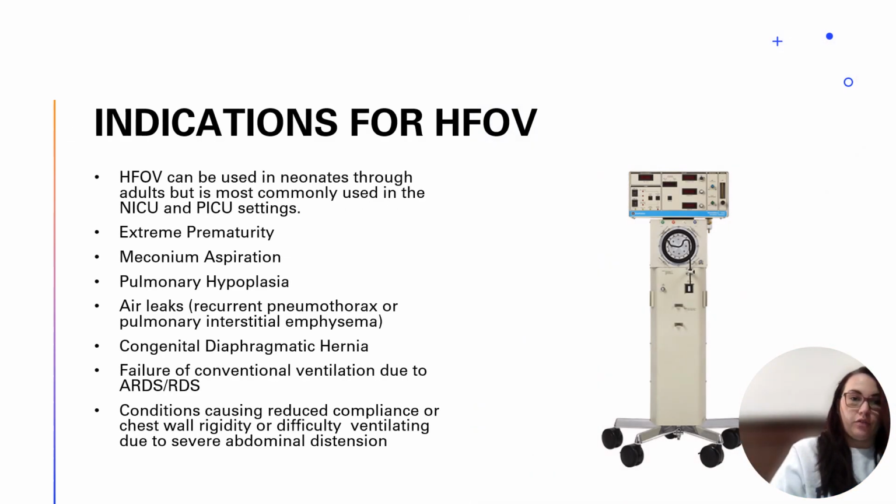All right, indications for the oscillator. So the oscillator can be used anywhere from micropreemies all the way to adults, but you're more commonly going to see it, especially in those NICU and PICU settings. Some of the main things that we use the oscillator for are extreme prematurity. So we're talking about your 22, 23 weekers, your 500 grams or less babies, and your bigger term infants with severe meconium aspiration, pulmonary hypoplasia. So if they didn't have enough fluid, their lungs didn't develop, or they had some other, like a congenital diaphragmatic hernia that caused pulmonary hypoplasia.